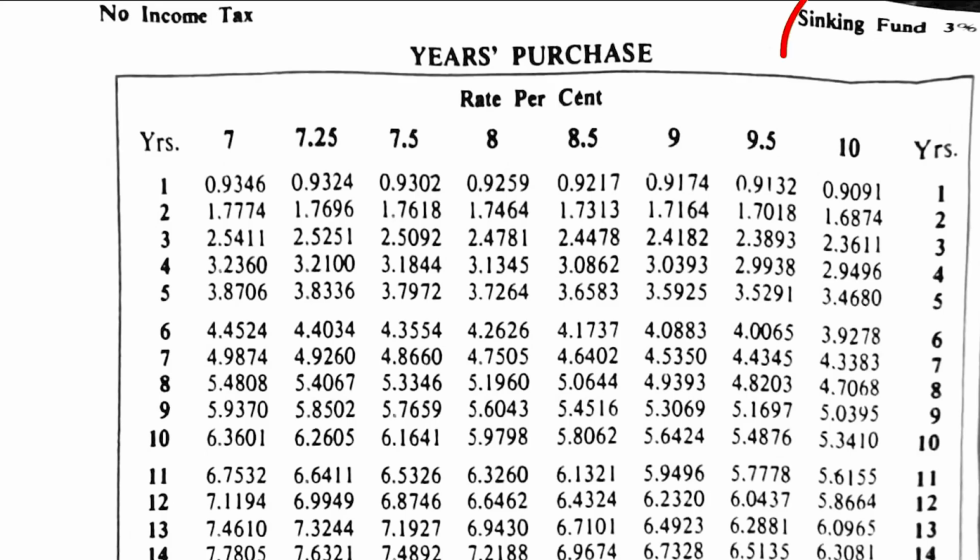Okay, so this is sinking fund 3%. Then we go to the rate percent, which in this case is a remunerative rate. We look for 8%, and then we drag it down to 5 years, right? And the intersection between 8% and 5 years is 3.7264. So that gives us our answer.